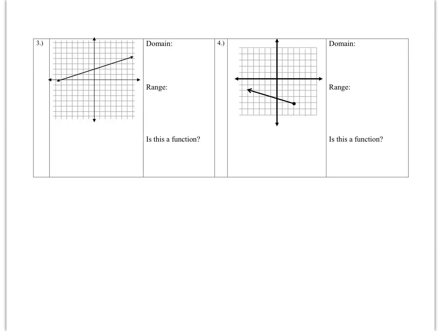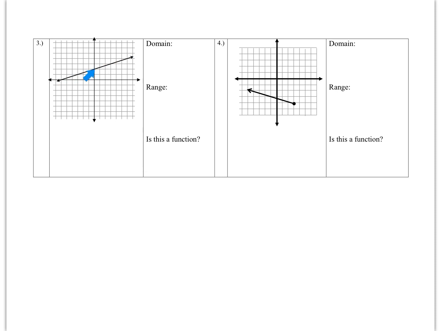All right, so number 3. Number 3 is just a straight line, and this straight line has a positive slope. Because it has arrows, it's going to keep going on in both directions. So if you imagine the domain, if you take this line and imagine putting it on the x-axis, again, this line is going to hit every single x value in both directions, right?